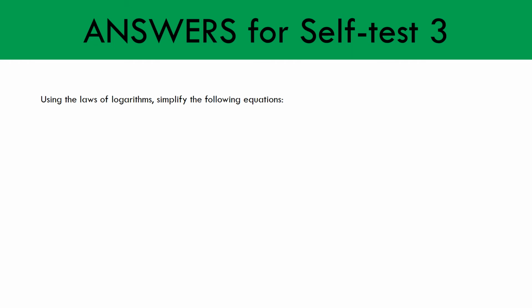So I'll go through the answers for self-test 3. Ln 5 plus ln 3. Well, we are adding two natural logarithms here, so we multiply the 5 and 3 to give us ln 15. Ln 5 plus ln 8 plus ln 2. Again, we can express these as a single natural logarithm, and we multiply 5 times 8 times 2 to give us ln 80.